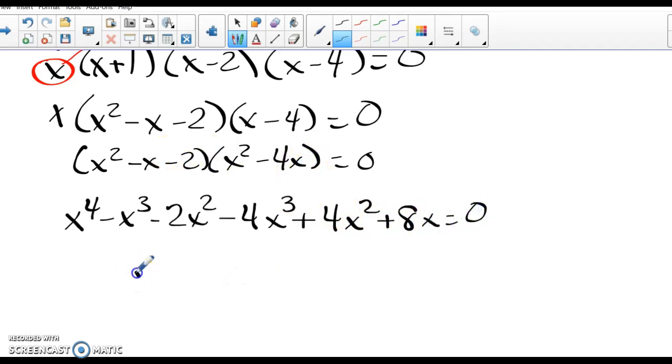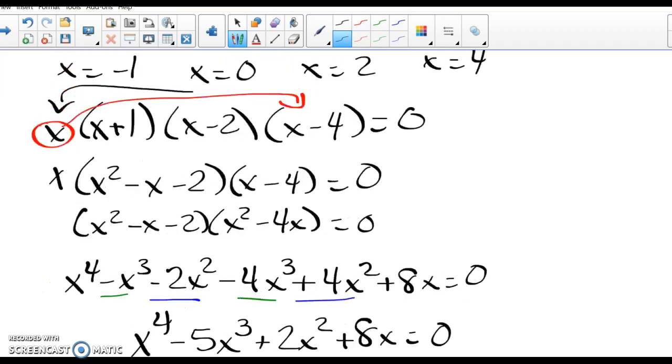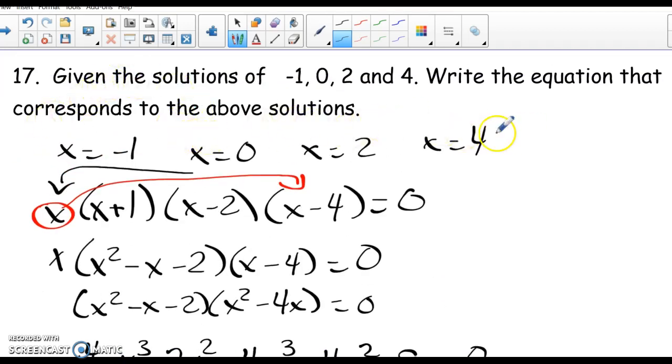Then all I have to do is combine my like terms. I don't have anything I can combine with this. I can combine a -x cubed and a -4x cubed. Gives me -5x cubed. And I can combine -2x squared and a positive 4x squared to a positive 2x squared and bring down my plus 8x. If I graph this in my calculator or graph it on Desmos, I will get these 4 answers back. So go ahead and check it before you turn in your quiz.